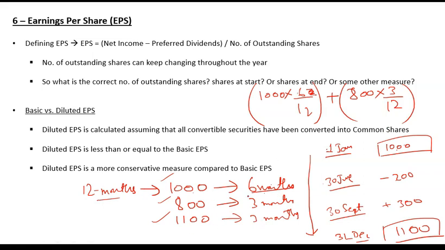And then I have 1100 shares. 1100 shares remained outstanding for another 3 months. So that is 1100 multiplied by 3 divided by 12. And if you sum them up, that will become the weighted average number of outstanding shares.